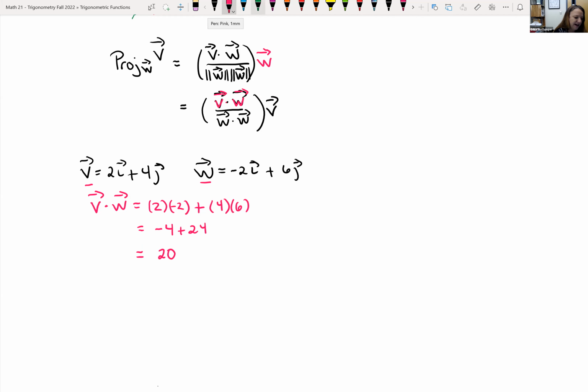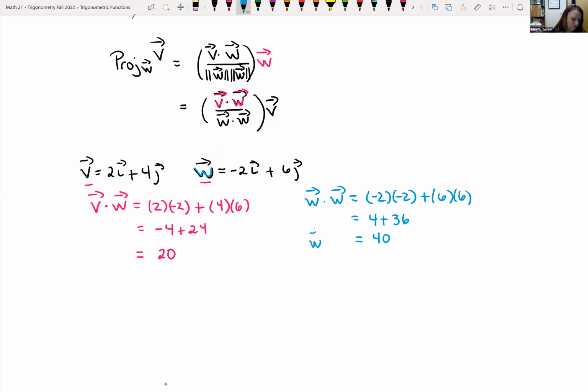Now let's look at W dot W. So if I look at W dot W, this is equal to multiplying our horizontal components together. So negative 2 times negative 2, plus multiplying our vertical components together, so 6 times 6. So this is equal to 4 plus 36, which is equal to 40.